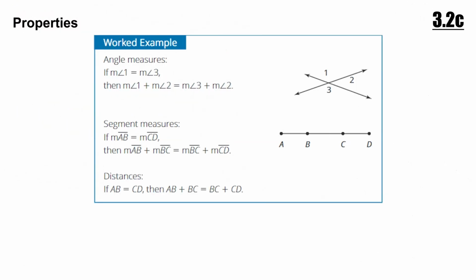Some examples of the postulates at work are shown in the figure below. When using angle measures, if the measure of angle 1 is equal to the measure of angle 3, then adding the measure of angle 2 to both angles would also give the same angle measure. This is the addition property of equality at work. The same can be done for segment measures. The figure shows if the measure of segment AB equals the measure of CD, then adding the measure of BC to both would remain equal. The same can be used for measured distances.